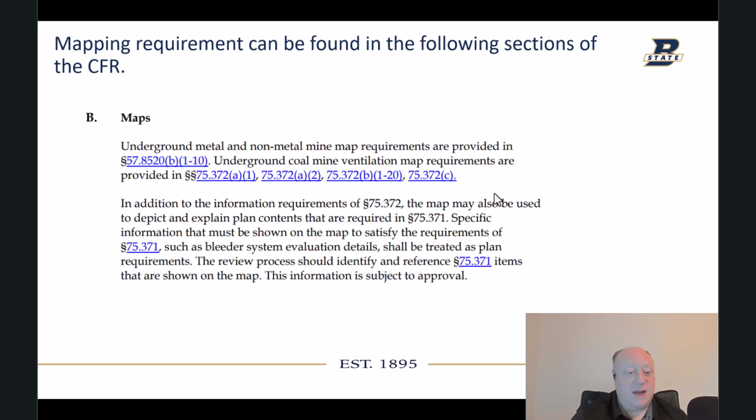Okay. The mapping requirements for underground metal, non-metal, they're in section 57.8520, is that the same section? And then underground coal ventilation requirements in multiple sections of 75-372. And then in addition to the information requirements, the map also has to depict and explain plan contents that are required in 371 as well, such as the bleeder system, evaluation details, that sort of thing.